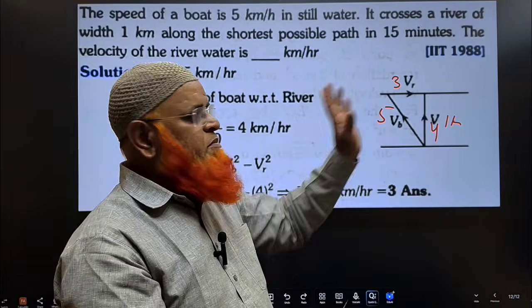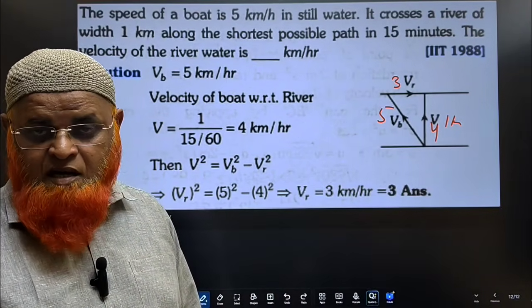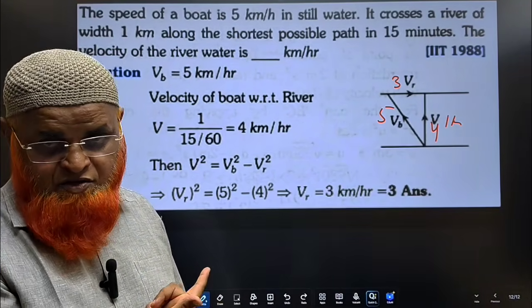So river will be the least. See how easy it is. If you know Pythagoras theorem, you can solve Python also.